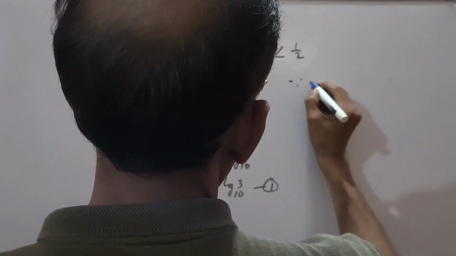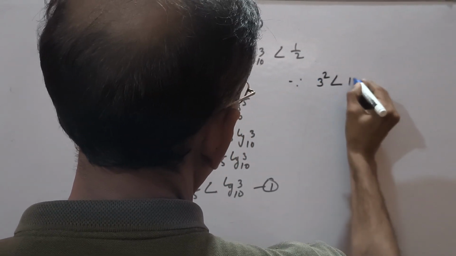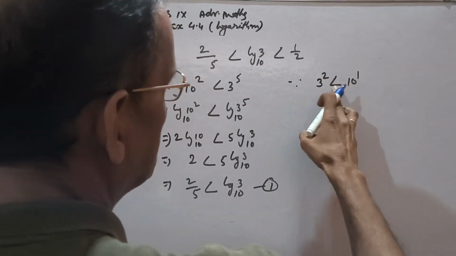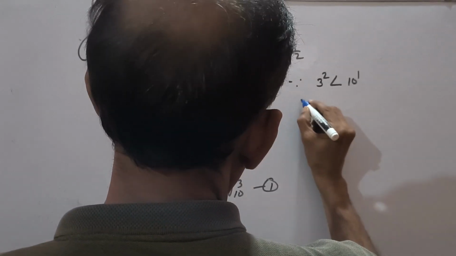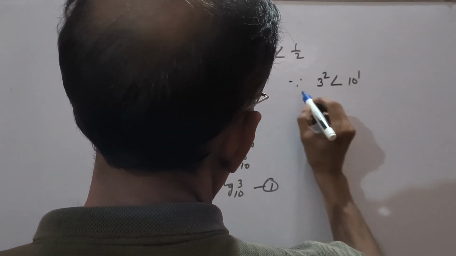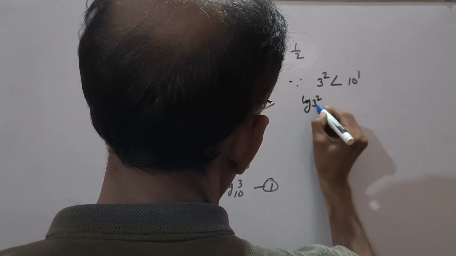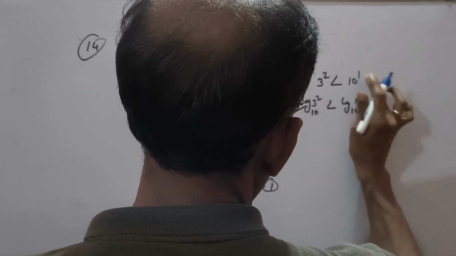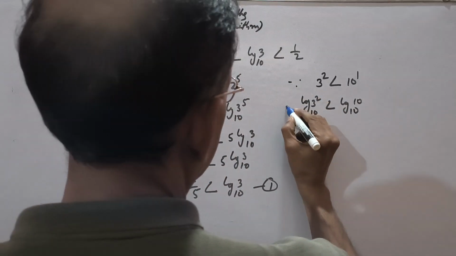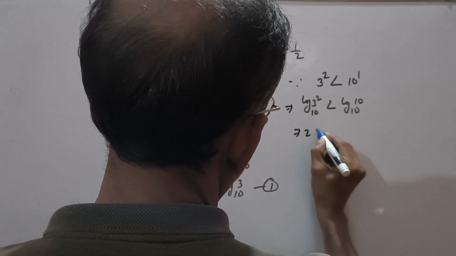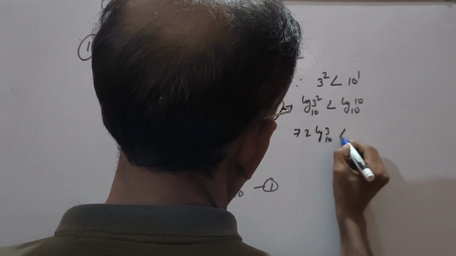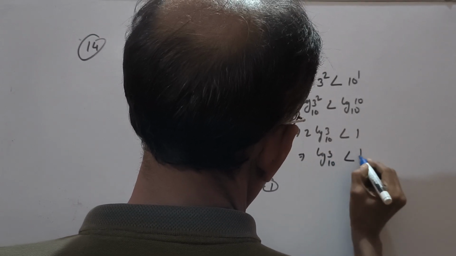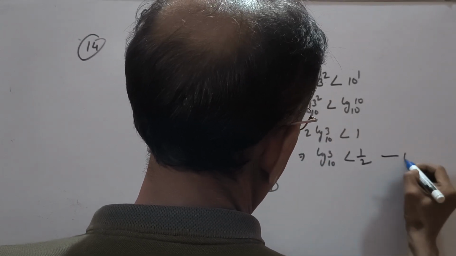Now, since 3 to the power 2 is less than 10 to the power 1, 3 to the power 2, that is 9, is always less than 10. Now take log on both sides with the base 10. So log 3 to the power 2 to the base 10 is less than log 10 to the base 10. This is 10 only, no? 2 will come here. 2 log 3 to the base 10 is less than 1. So log 3 to the base 10 is less than 1 by 2. 2 comes to this side, so equation 2.